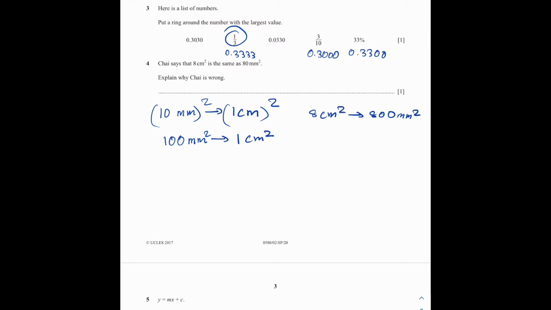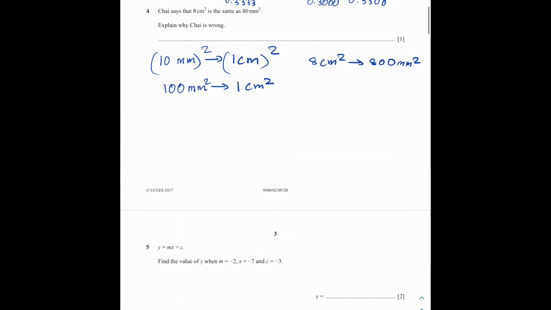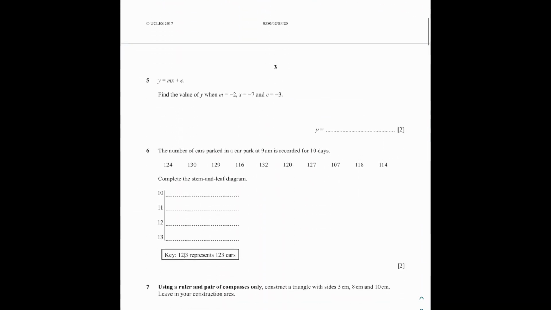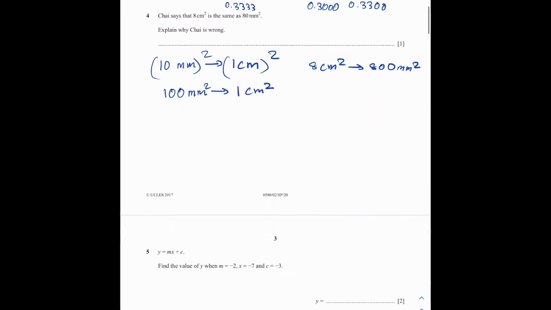So yeah, I think this should work as an answer. I'm pretty sure. Let me just check the mark scheme real quickly. Yes, that works as an answer. You can just write this down.